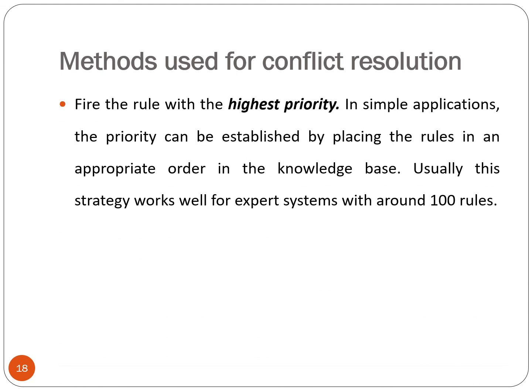So for the method to use for conflict resolution, if you are going to use conflict resolution, how do you want to arrange your system rules? Fire the rule with the highest priority. In simple applications, the priority can be established by placing the rules in the appropriate order, equal in sequence. So the first rule will be executed first. And usually this strategy will work well when a system has around 100 rules. You have 100 rules, then this is the method where you need to identify which has the highest priority.